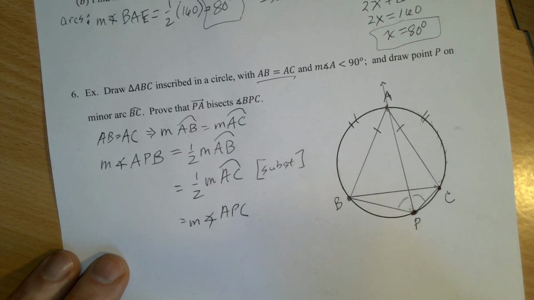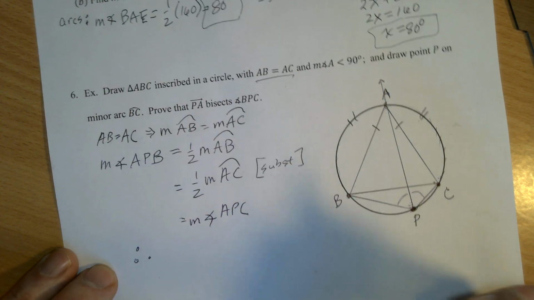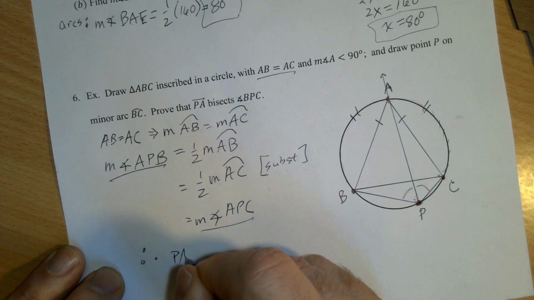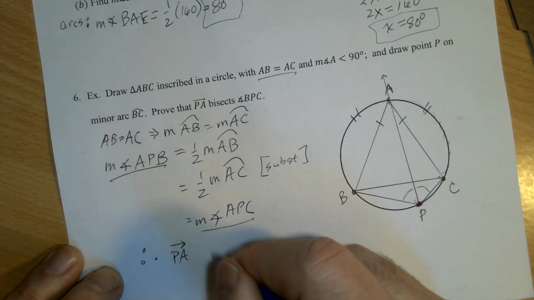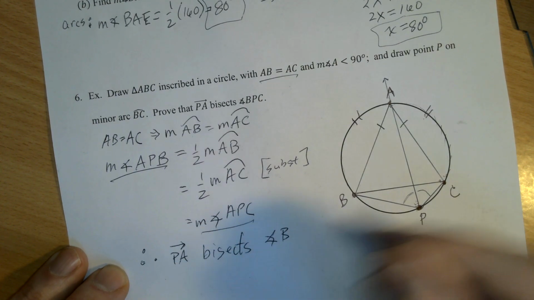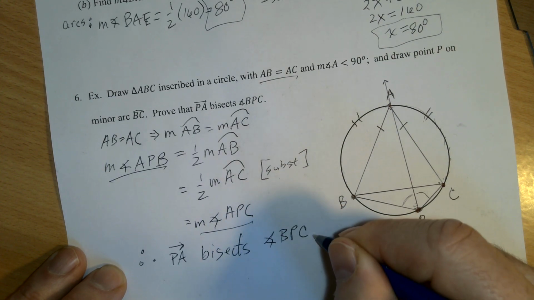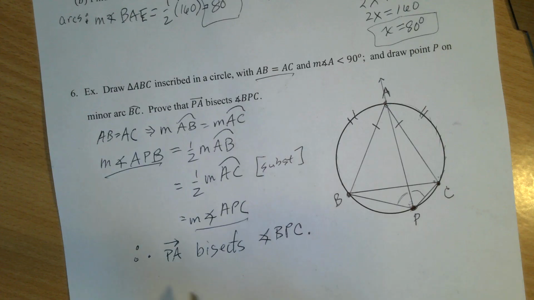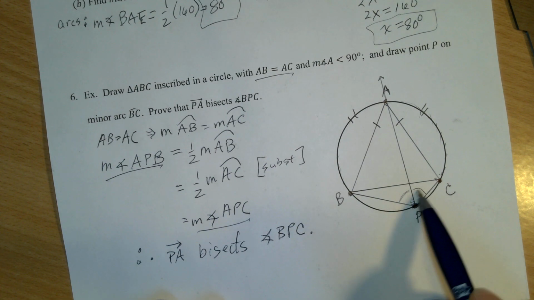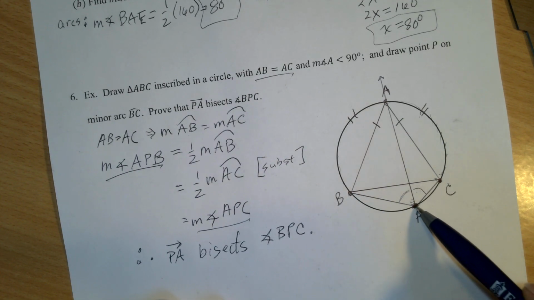And therefore, I'll go ahead and write the conclusion. Therefore, since this is equal to this, we can say that PA, the ray, bisects angle BPC. That's again by the definition of an angle bisector. So we proved that these two angles are congruent. If these two angles are congruent, then this ray PA is the bisector of the angle BPC.